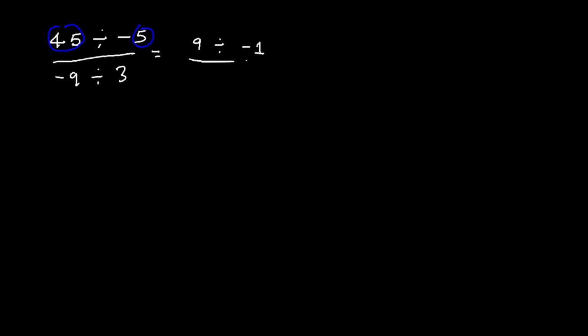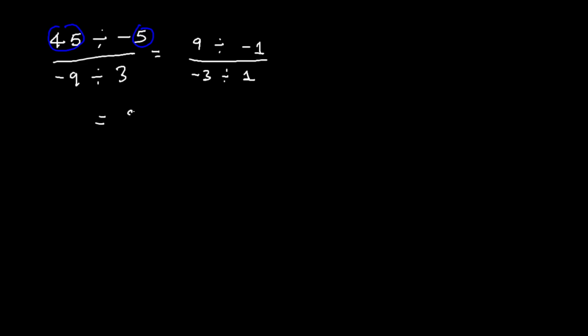Now go ahead and try this one. 45 divided by negative 5 over negative 9 divided by 3. So we can go ahead and reduce these two numbers by 5. So 5 goes into 45 9 times, and 5 into 5 goes 1 time. Now the lower part, we can reduce the lower part by 3. 3 goes into 9 3 times, and 3 goes into 3 1 time.